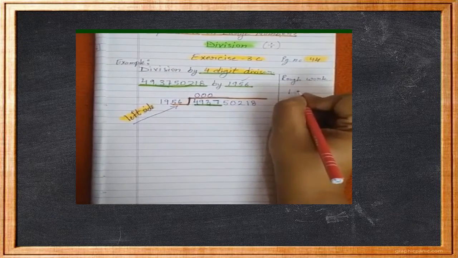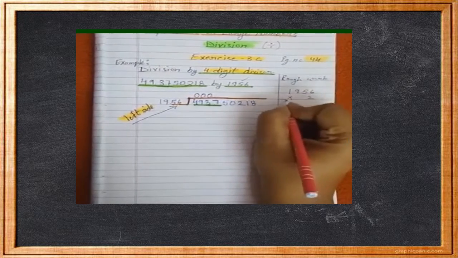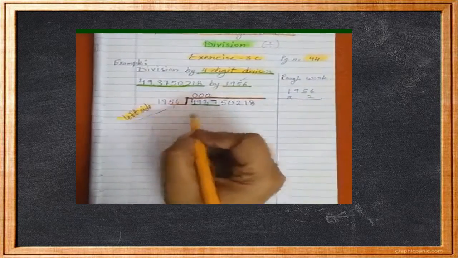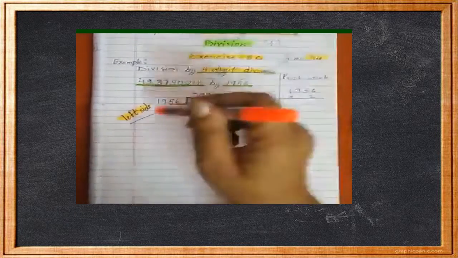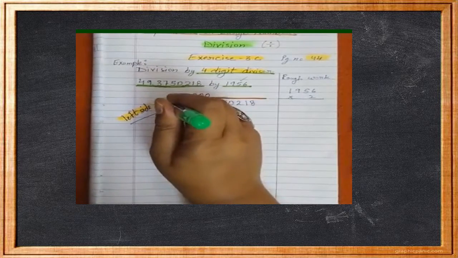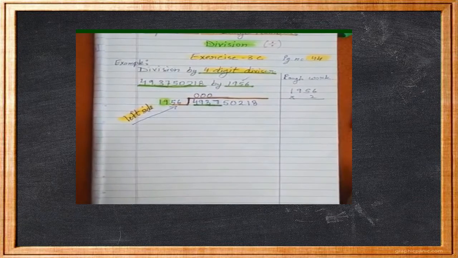Multiply 1956 by 2. Is it clear, children? It is a simple trick. Children, now you have to remember this number 19. It is very important here. This 19 number is going to play a very important role in division.